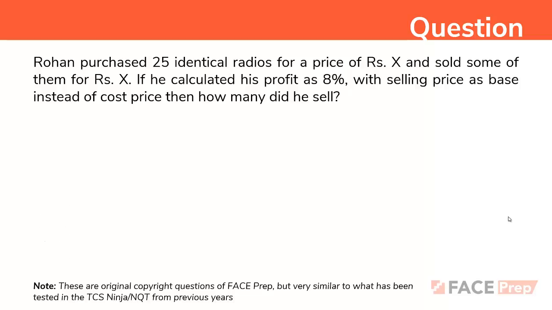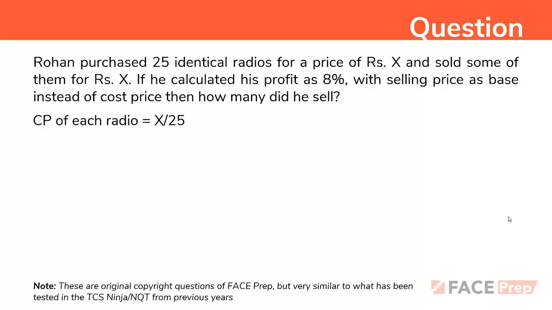Let's begin solving this. So the first thing that we know is 25 identical radios are being sold, and for how many rupees? X rupees. So if I talk about one unit of radio, how much would it cost? In total, 25 radios cost X rupees.